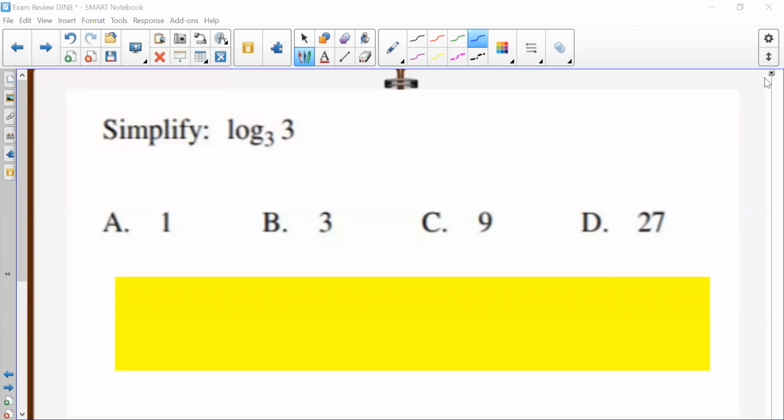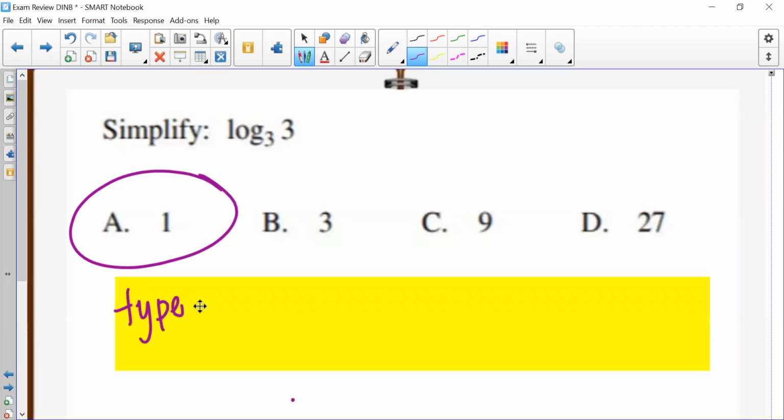You will have decimals on the EOC. Okay, for this one, the answer is just 1. And I'm going to put a note that we just type in decimals. Okay.